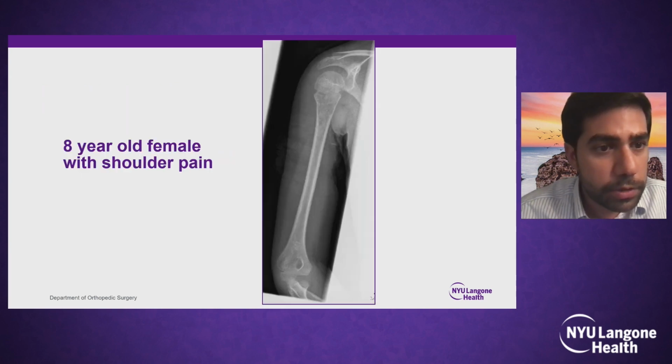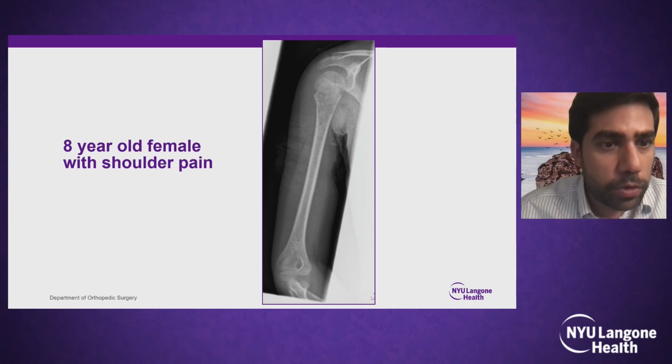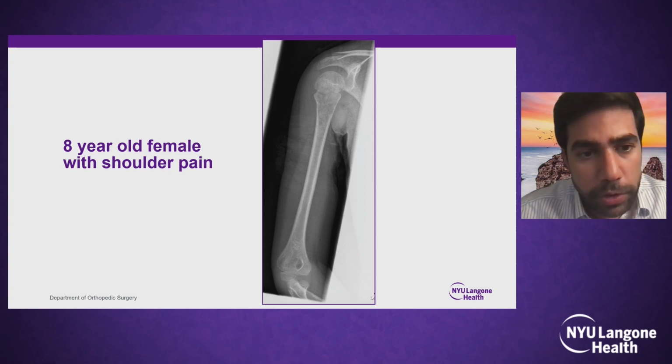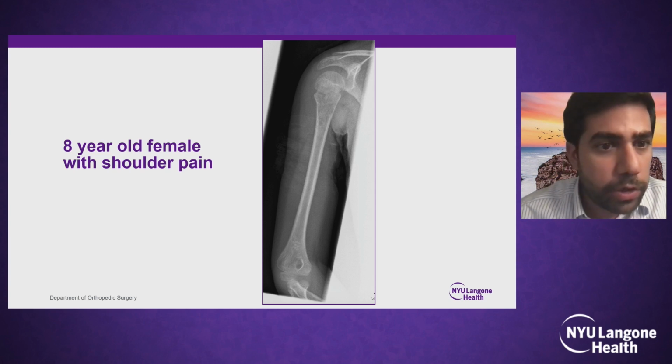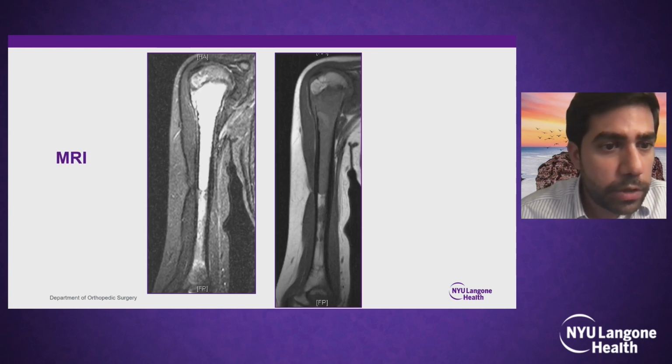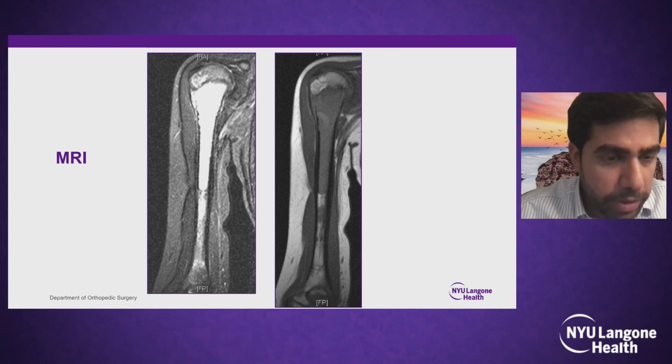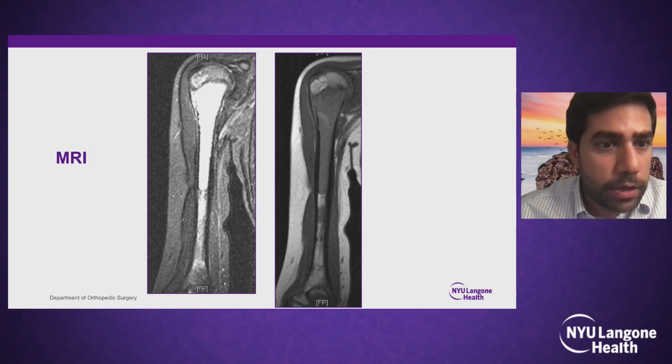So let's go over some cases. An 8-year-old female with shoulder pain, you can see there's an aggressive lesion in the proximal humerus. And this is an example of why it's important, as Dr. Wolde mentioned, to get an MRI of the whole bone. Because as you can see on the X-ray, it looked like it was probably just the proximal humerus, but you can really see the intramedullary extent with the MRI. The benefit of the MRI also is that it'll show you the soft tissue extent and any invasion into the neurovascular structures that can help plan your surgery.